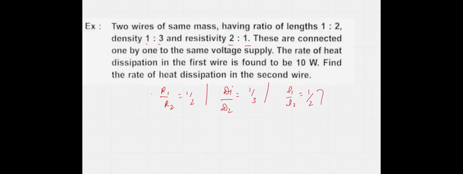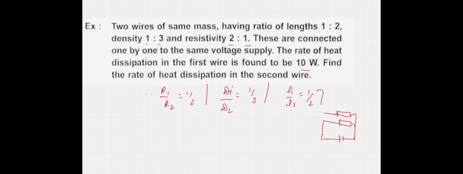Another is that they are connected one by one to the same voltage supply. Let's say this is a voltage V. In the first case, you connect the first wire. In the second, you remove the first wire, then you put the second wire. The rate of heat dissipation of the first wire was 10 watt. Find the rate of heat dissipation of the second. They have not asked about the exact value of heat, they are just asking about the rate of heat dissipation.